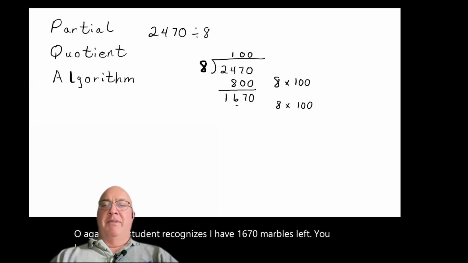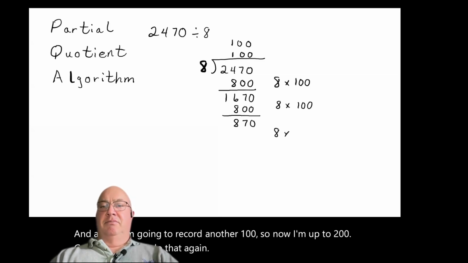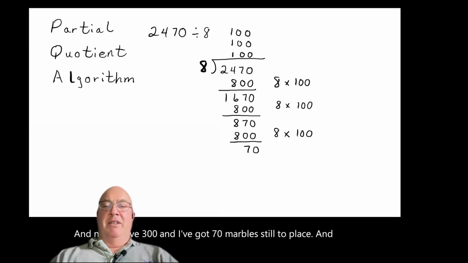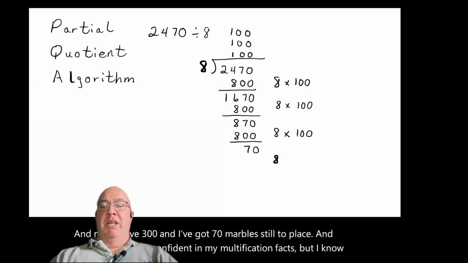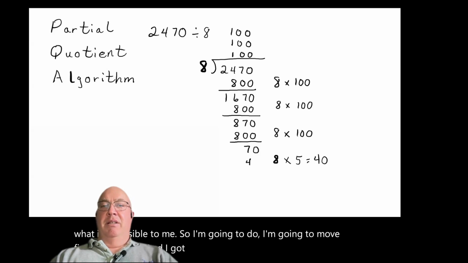You know what? I'm going to do that same thing again. I'm going to record another 100, so now I'm up to 200. Guess what? I can do that again. So we're using a little repeated reasoning here. And now I have 300 and I've got 70 marbles still to place. I'm not real confident in my multiplication facts, but I know what is accessible to me. So I'm going to move 5 to each one and I got 40. So now I have 30 left.